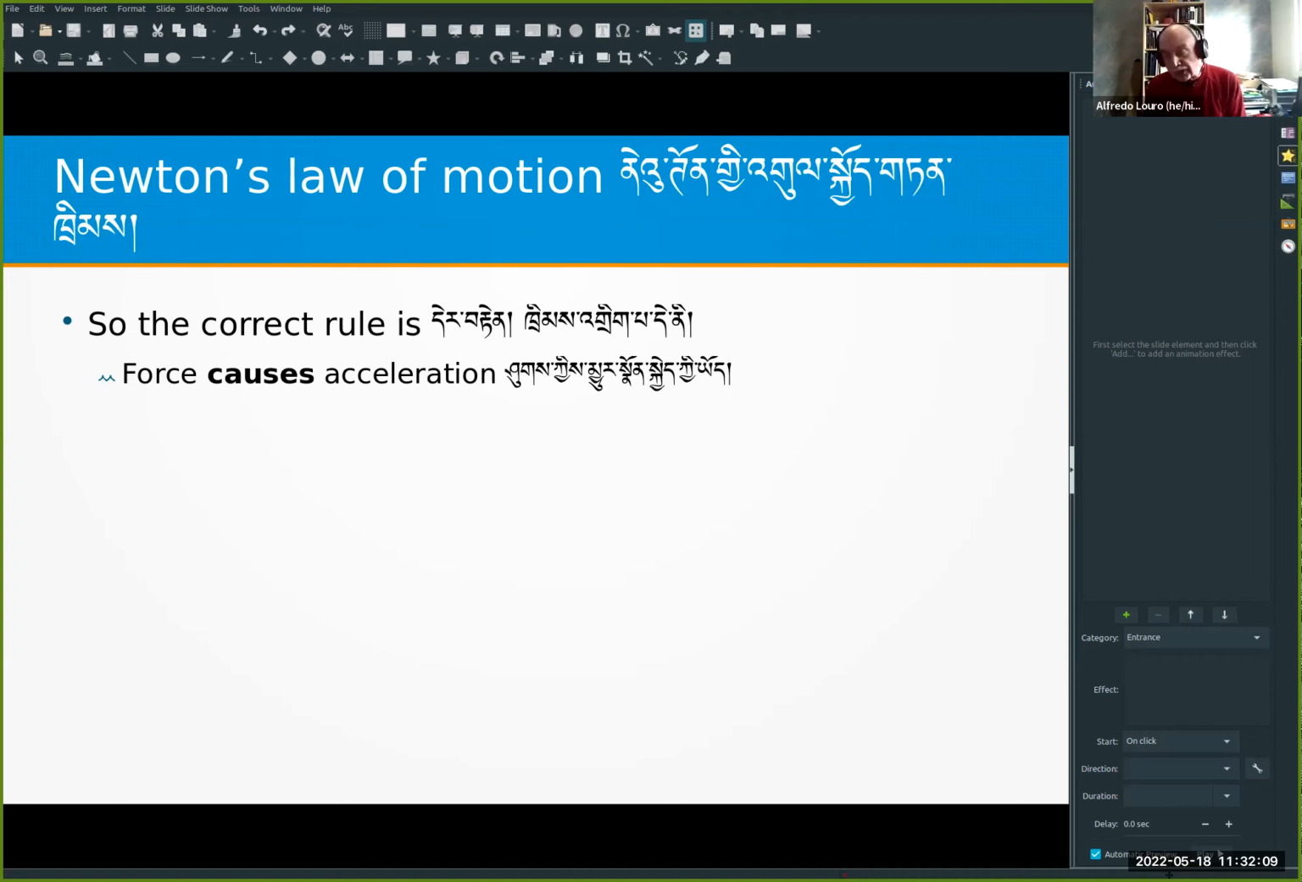So there's a cause and effect relationship here. A force causes an acceleration. Definitely the acceleration is caused by the force.